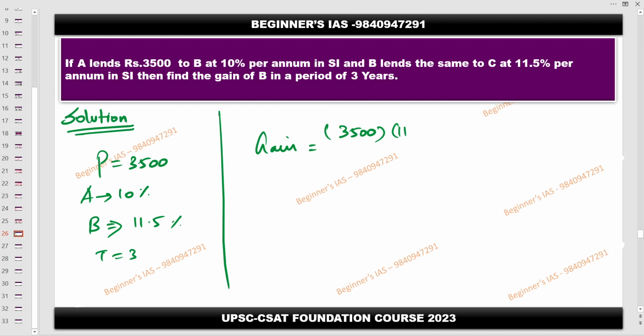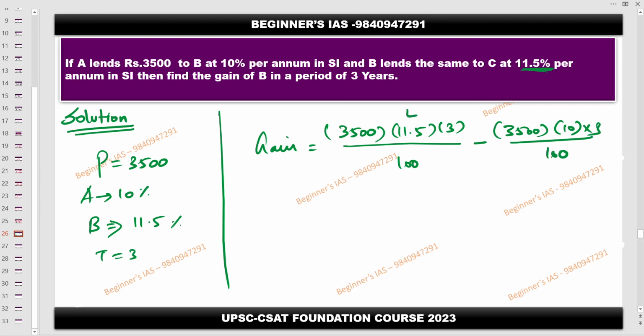Then here 11.5. Why do you need to take 11.5 here? Since you need to calculate with respect to B. So B lends here. Then what does B borrow? B borrows with respect to 10 percent, so by 3, by 100. Clear? This is lending, this is borrowing.